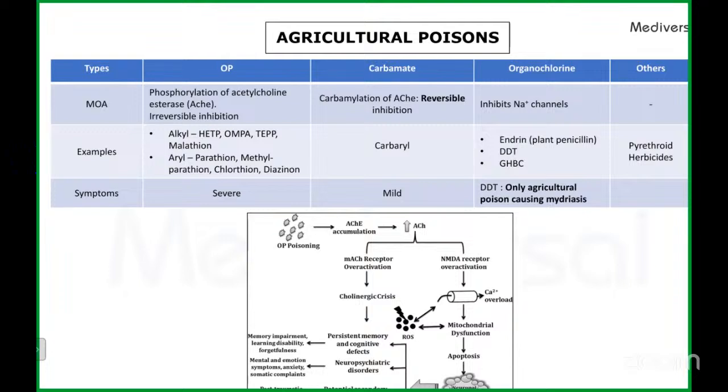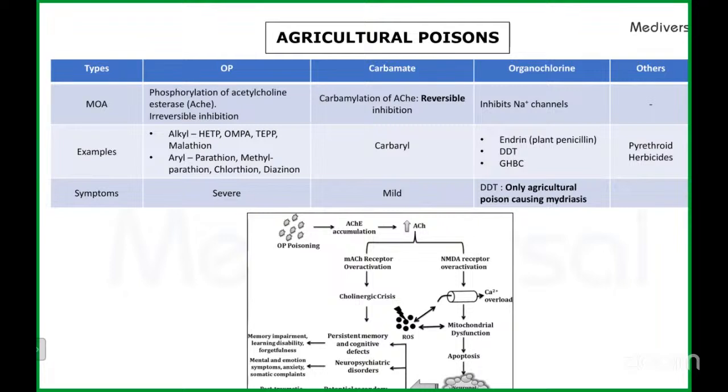We'll look at the symptoms in a while. HETP, malathion, parathion, these are all organophosphorus compounds. The symptoms are going to be very severe. On the other hand, carbamate poisoning very subtly resembles OP poisoning. The only difference is that OP poisoning has an irreversible inhibition of acetylcholinesterase, while carbamates show a reversible inhibition. The symptoms hence are mild because they are reversible.